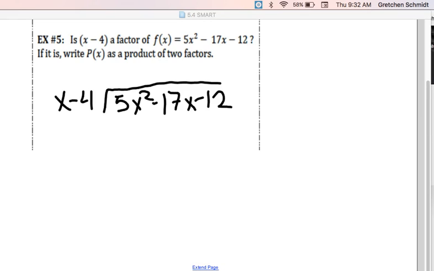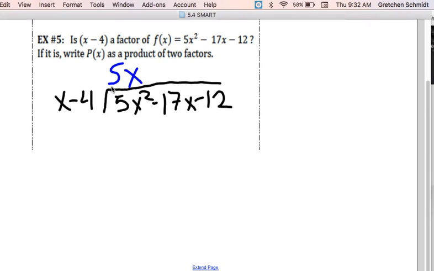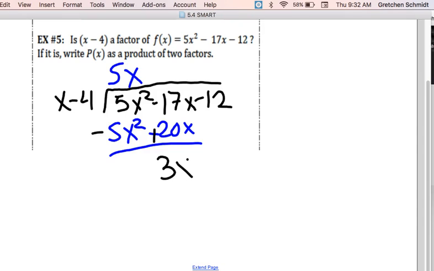X into 5x squared. What does it need? 5x. So you have 5x squared minus 20x. What happens to your signs? Go away. How many x's are you going to have? Bring down. So there's step 1. Now repeat. X into 3x. Multiply down. Signs. Remainder.